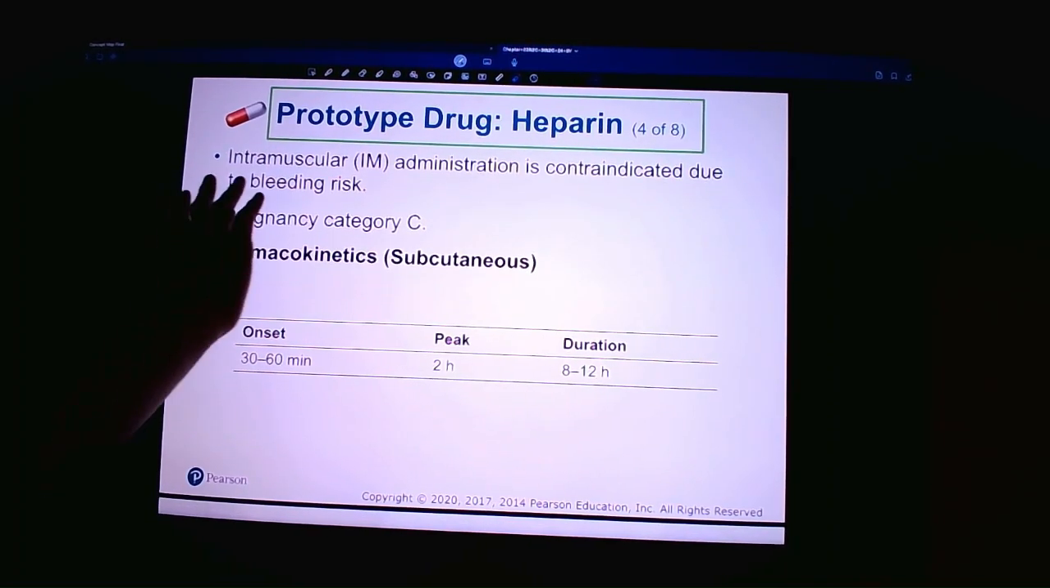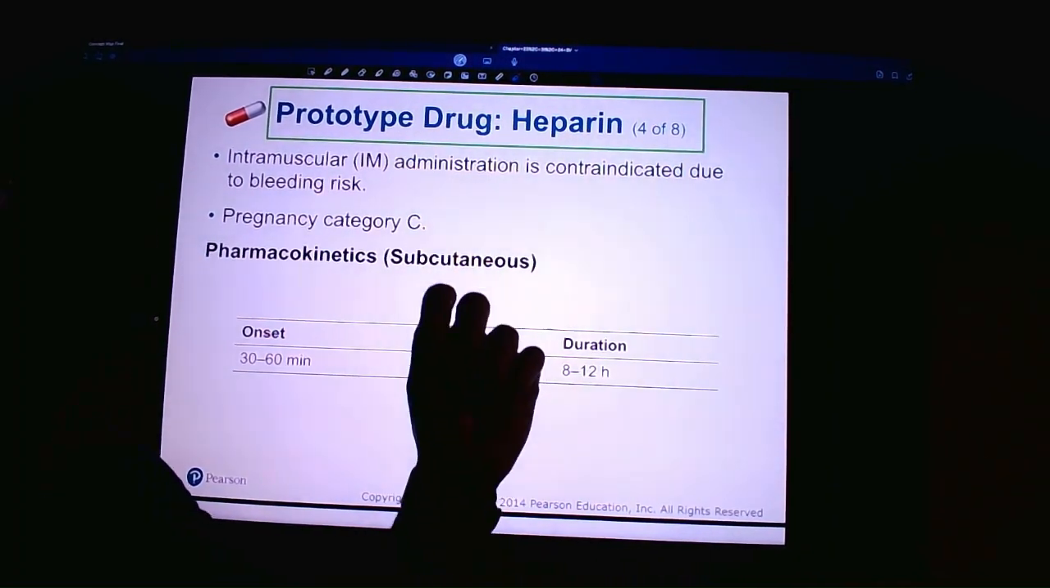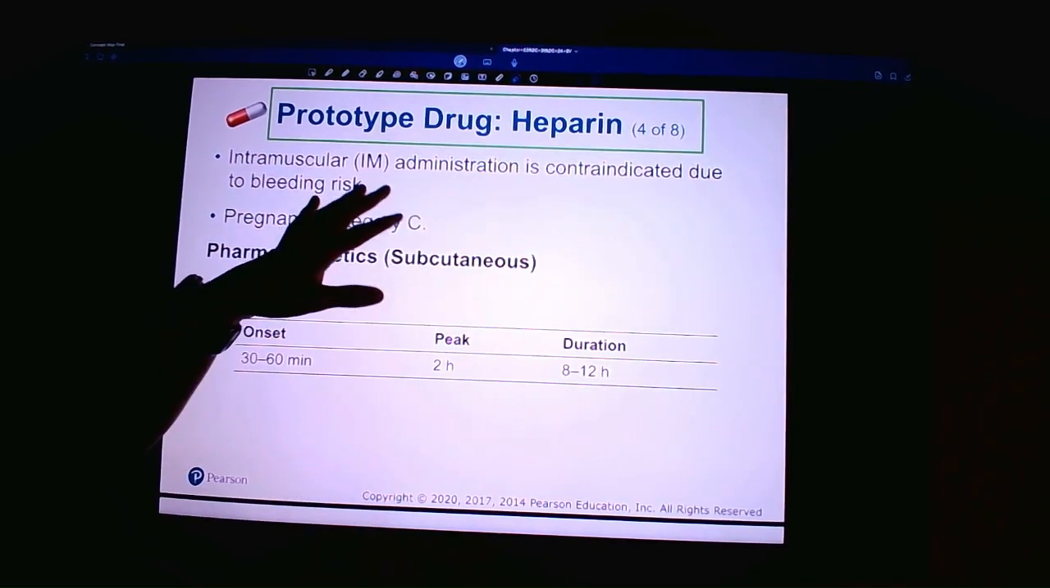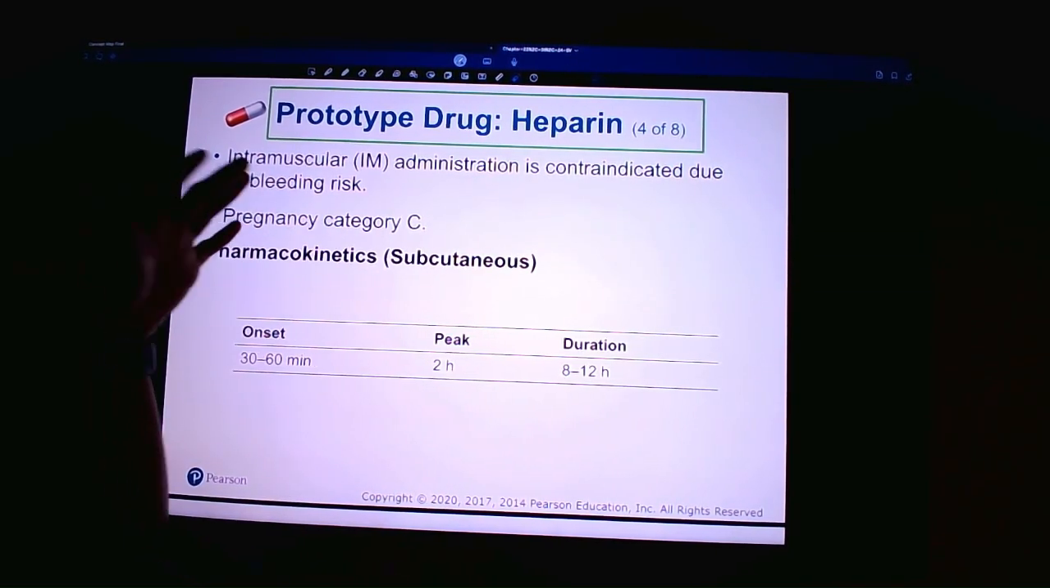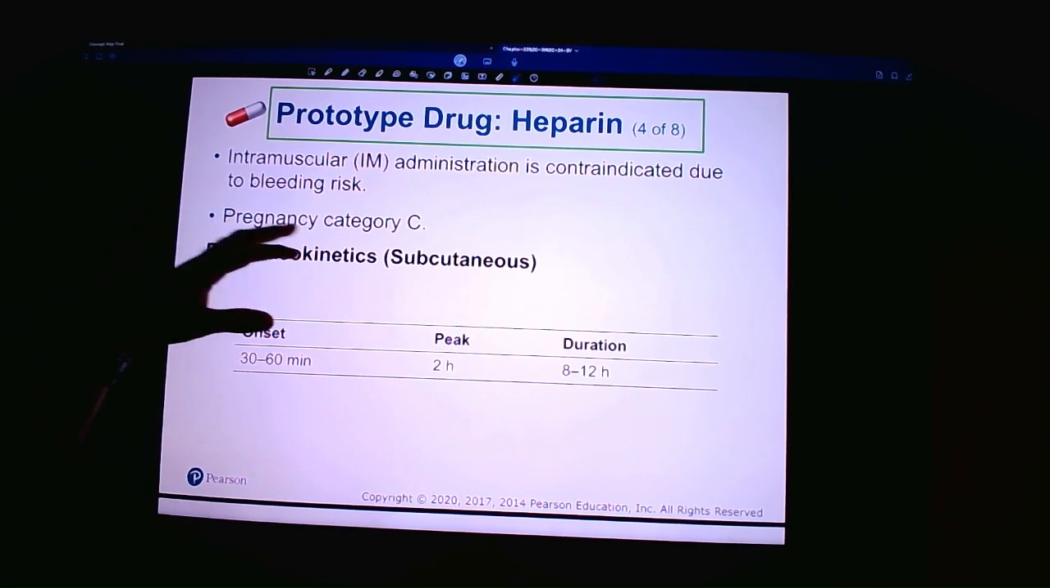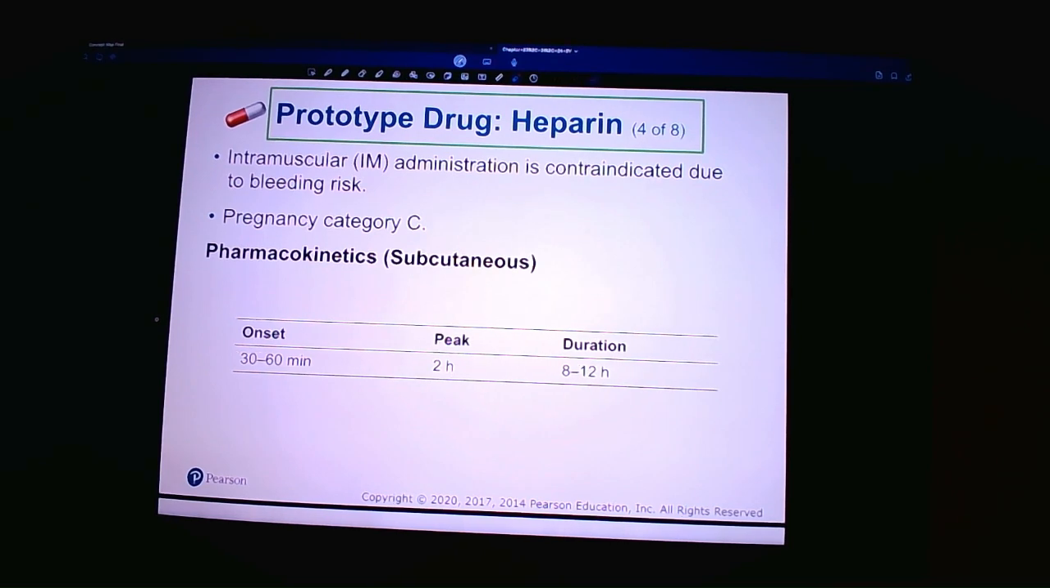So for administration, we talked that we can give it sub-Q and IV. This one is specifically not allowed IM, into muscle, because of the heavy bleeding risk. How many blood vessels do we have in our fat for the most part? Not a lot, very little in comparison to our muscles. Our muscles are very vascular because they use a lot of blood to work their magic and use energy.